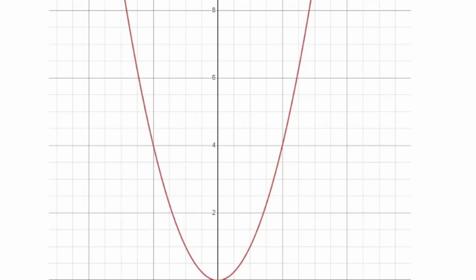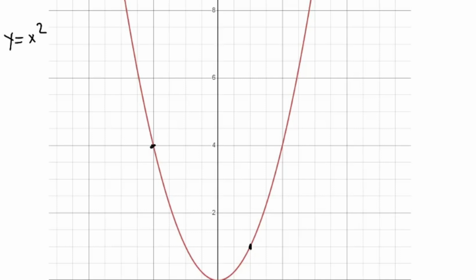Let's say I'm given the function y equals x squared, which is the graph right here, and I'm given 2 points, let's say -2, 4 and 1, 1. 2 points on this graph, and they're asking me to find the average rate of change.